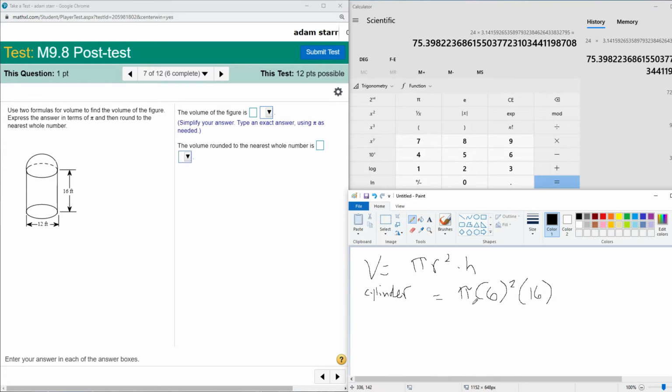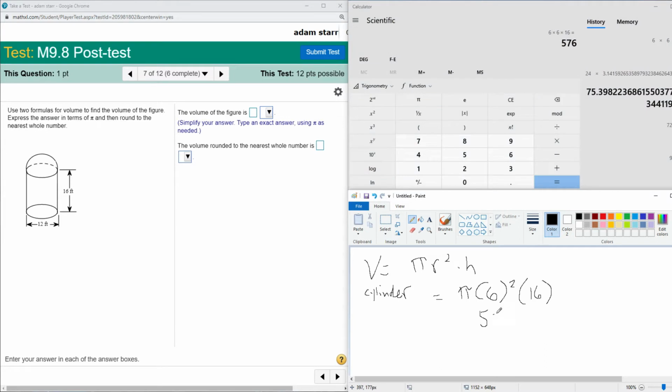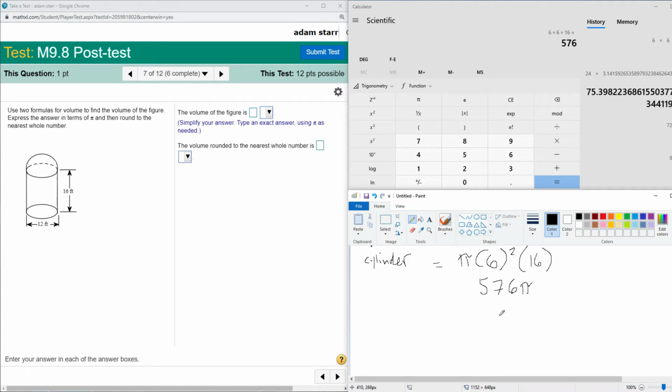Again, I'm going to leave this in terms of pi, and I'm just going to find what the volume of my cylinder is. So I have 6 times 6 times 16. So the volume of my cylinder is 576 pi. Now I need to find the volume of my hemisphere. The volume formula here is 2/3 pi r cubed of the hemisphere.